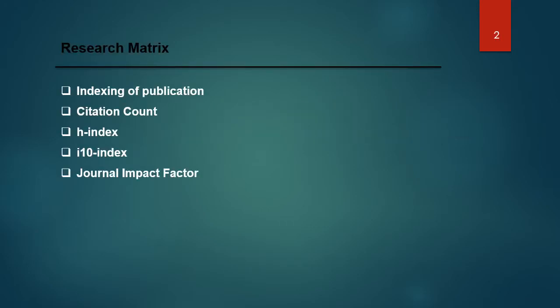The following are the research metrics tools used to know the quality of your papers. When you start writing a paper and you want to publish in a particular journal, you have to know what the criteria are, what benefits you get from your papers, and how you will get them. And what is the impact of that paper after publishing in a particular journal. So these are the points. First one is the indexing of publications, citation count, H index, I-10 index, and the last, journal impact factor. We will discuss these topics in detail.